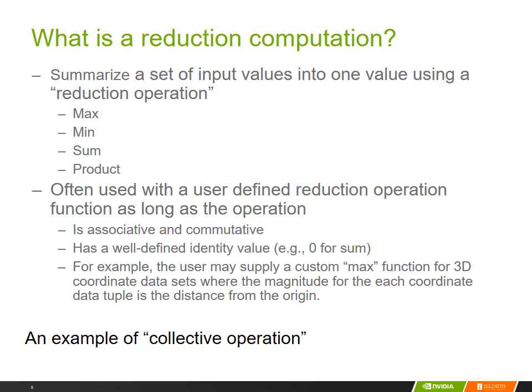And they have to have a well-defined identity value. That is, for sum, 0 is that identity value. 0 plus anything gives that other thing, and anything plus 0 will only give itself. And we can definitely have similar identity values for max, which is negative infinity, and min, which is positive infinity, and product, which will be value 1.